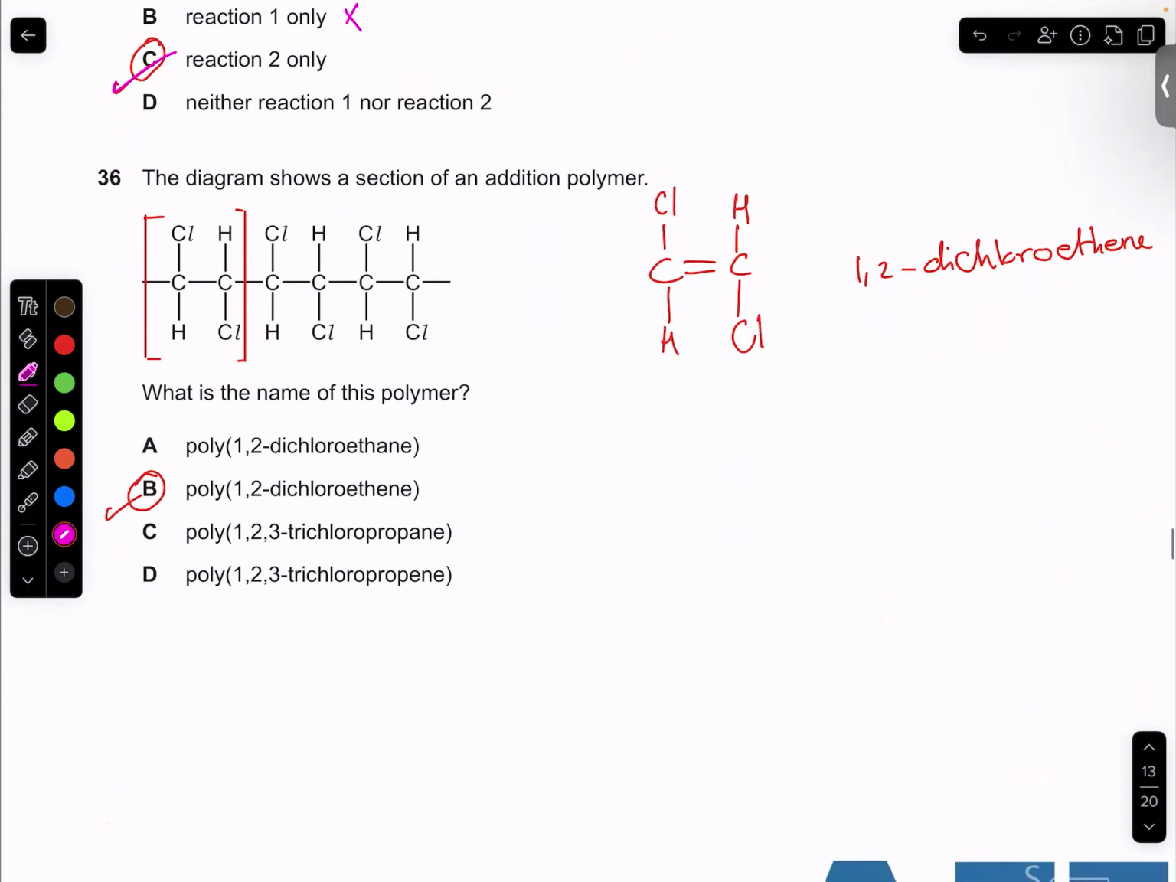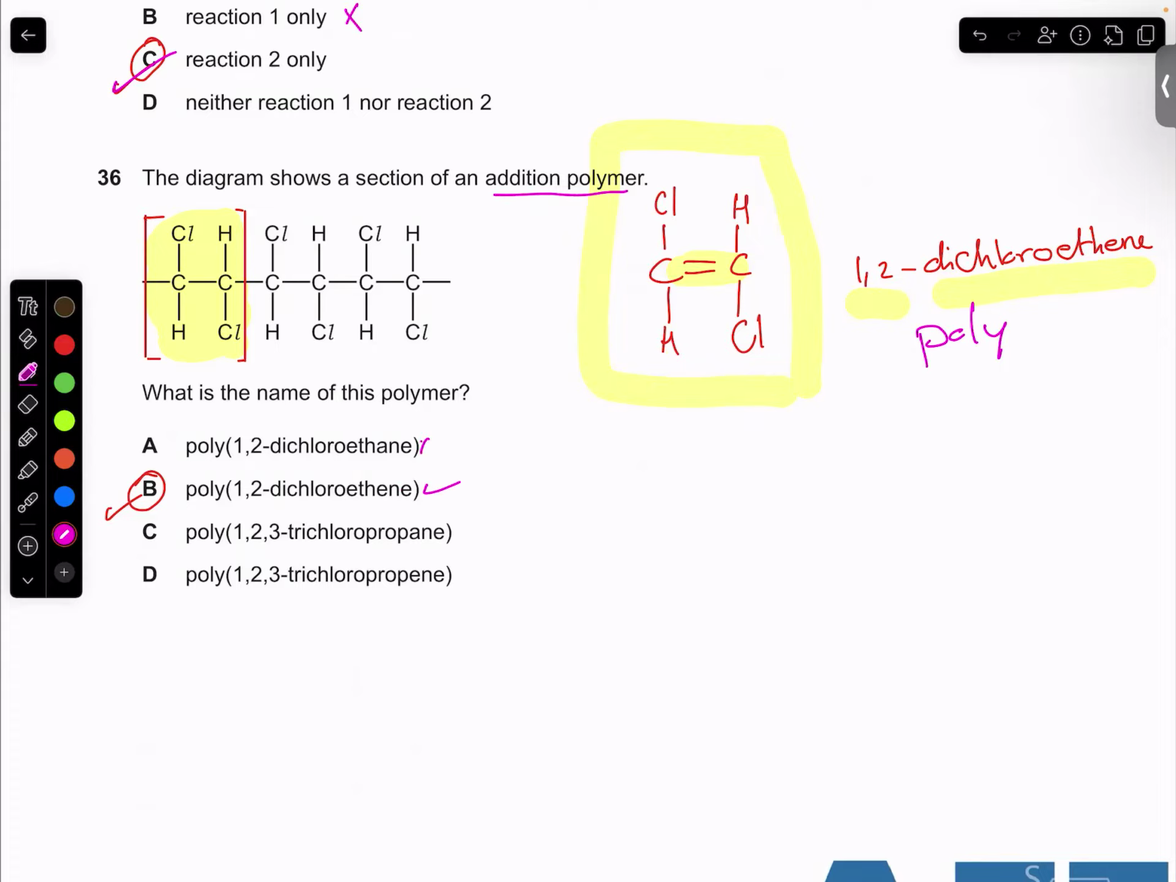Okay. The diagram shows the reaction of an addition polymer. This is an addition polymer. What is the name for this polymer? To know the name of this polymer, we have to know the name of the monomer. To take the monomer, just take the first part, the first 2 carbons, and just add the double bond. When you add the double bond, the name of this compound is 1,2-dichloroethene. So the name of this compound will be poly(1,2-dichloroethene).